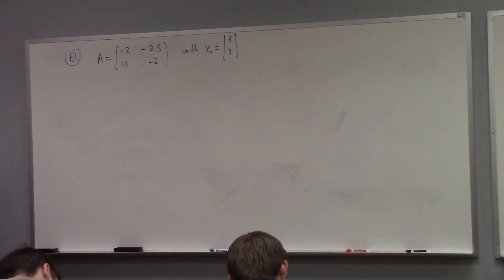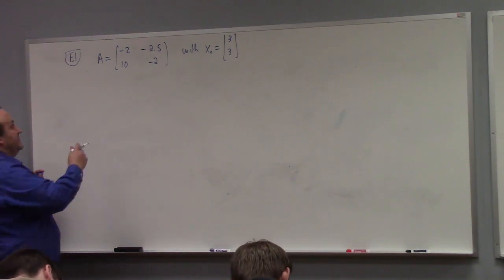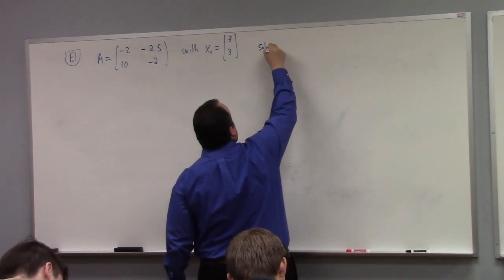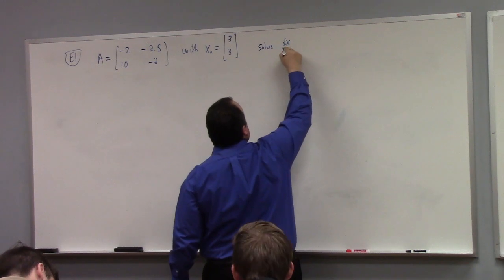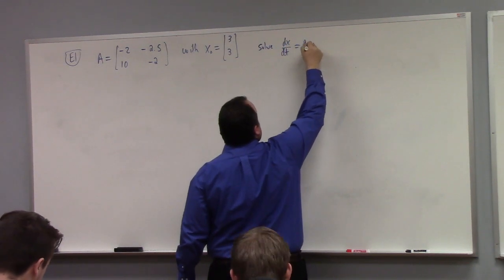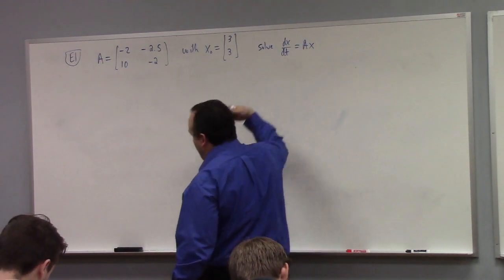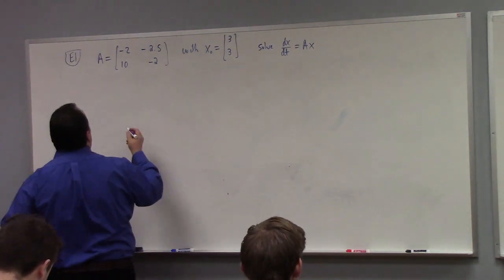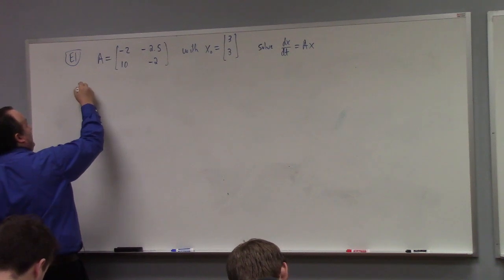So page 360 of Lay. So anyway, let's get to it. We're trying to solve dx/dt equals Ax, which again has the significance of arising from an RLC circuit. Okay, so we start by finding the eigenvalues.